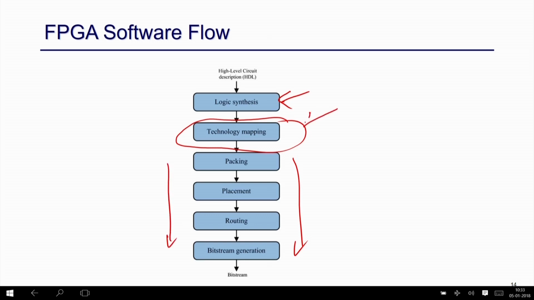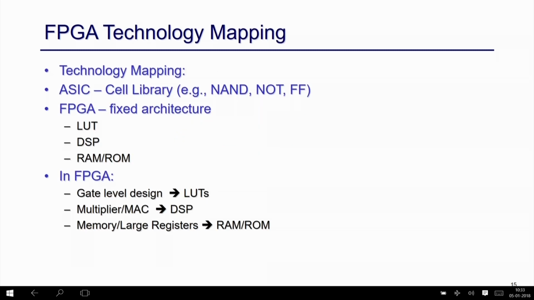But in technology mapping, we have to do specific steps which are specific to FPGA, and that is the discussion topic for today. We are going to discuss how to map a big circuit into FPGA, into LUTs, into DSPs, into RAM efficiently. That is what we are going to talk about today.